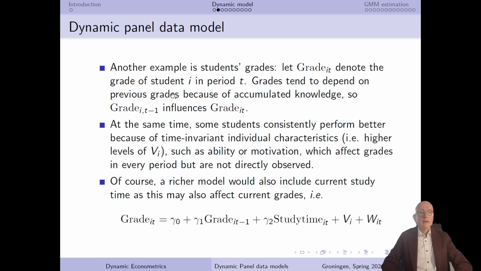Well, and then in addition to that, we can also look at an example that we already have studied before, and that is the student grades. Let grade IT denote now the grade of student I in period T. We should realize that grades tend to depend on previous grades because of accumulated knowledge. So that implies that the grade IT minus 1 influences the grade IT.